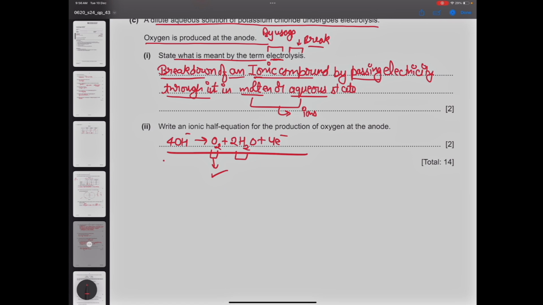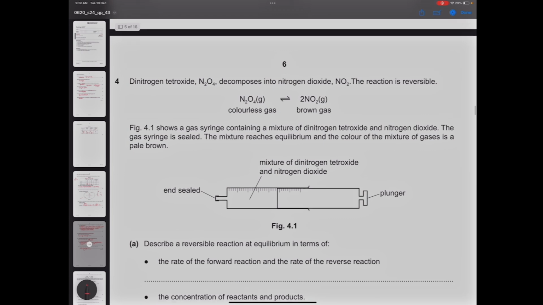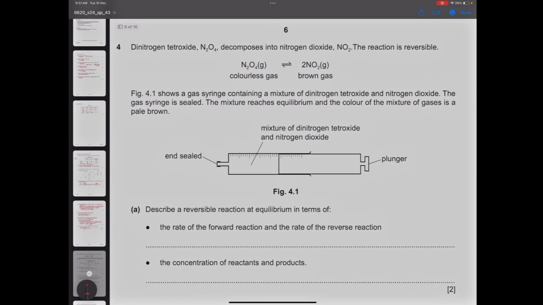All right. Now question number 4. Dinitrogen tetroxide decomposes into nitrogen dioxide. Reaction is reversible. All right. Figure 4.1 shows a gas syringe containing a mixture of these two compounds. The gas syringe is sealed. The mixture reaches equilibrium and the color of the mixture of the gases is pale brown.